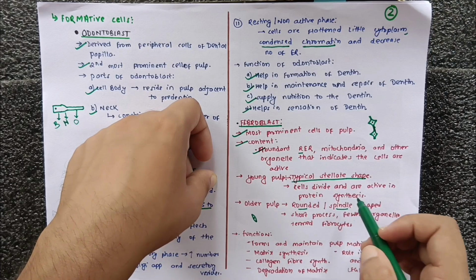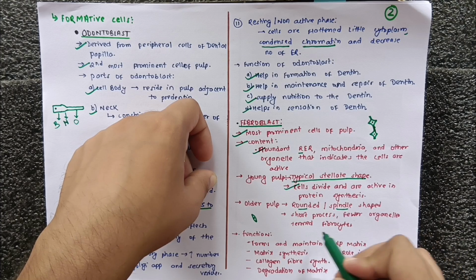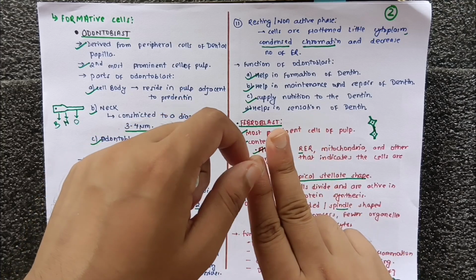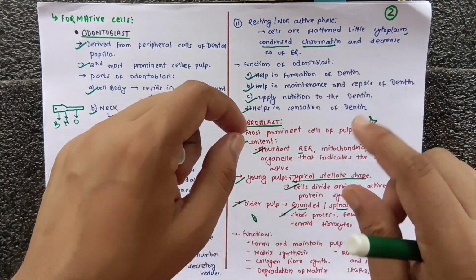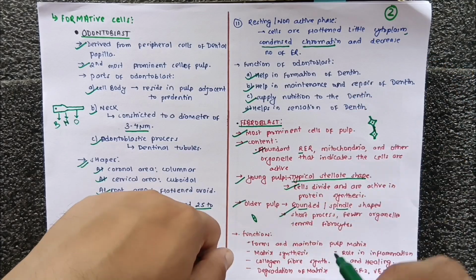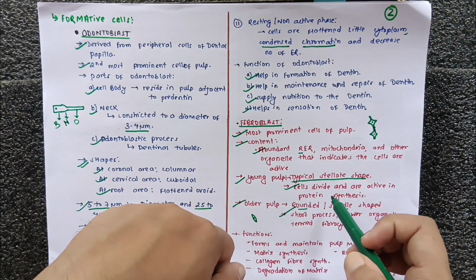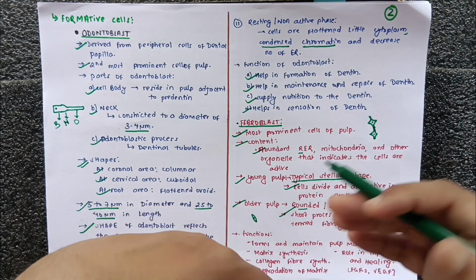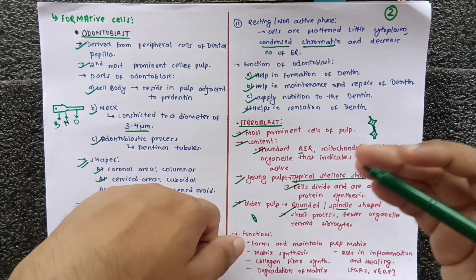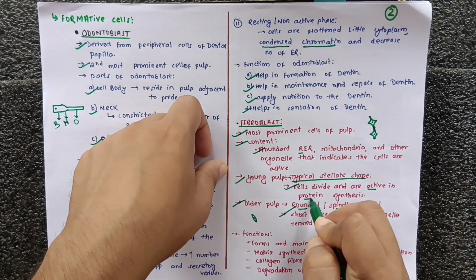The cells divide and are active in protein synthesis, while cells with short processes and fewer organelles are termed fibrocytes. Remember, we don't have two types of fibroblast, but a difference in the shape and function of the fibroblast with the age of the pulp. In the young pulp we have typically stellate shape, and in the older pulp rounded or spindle shape. In the young pulp they are more functioning: the fibroblast divides at high speed and is active in protein synthesis.